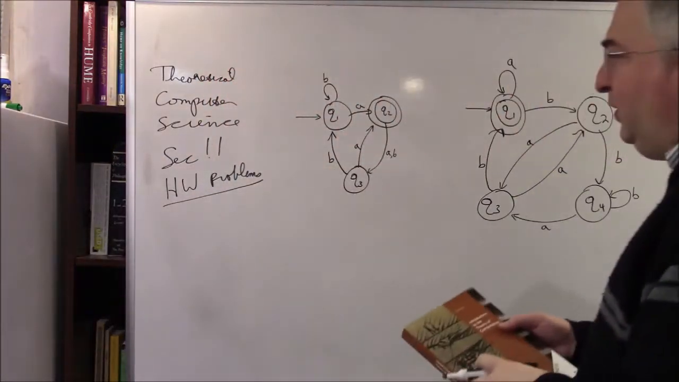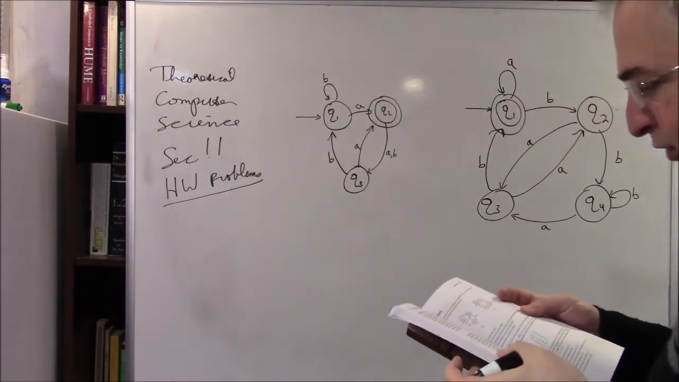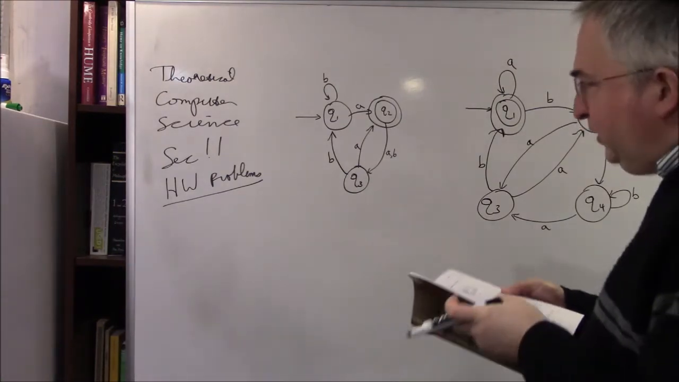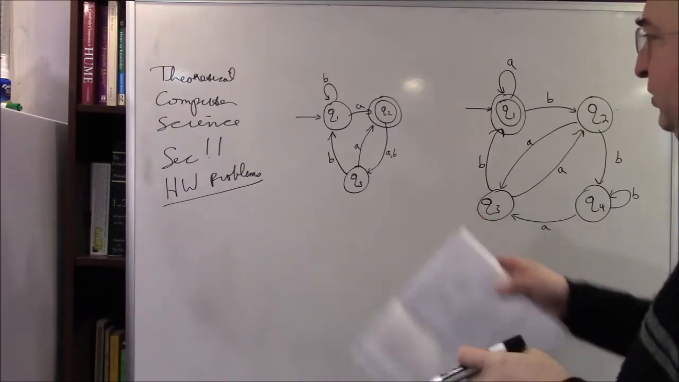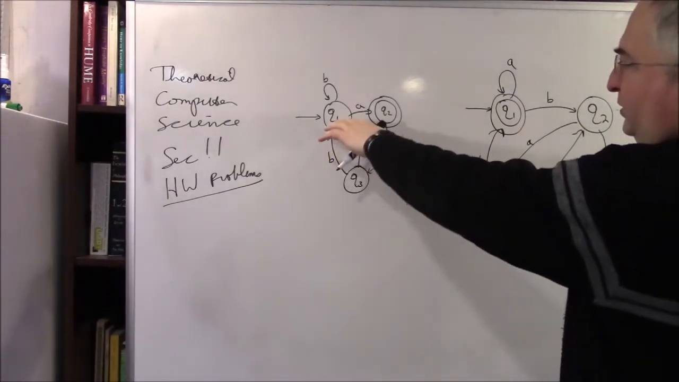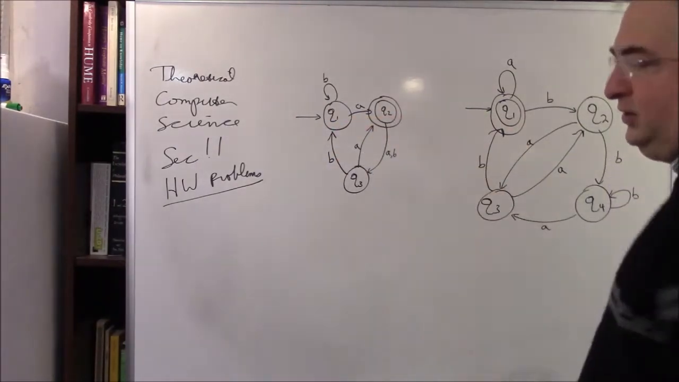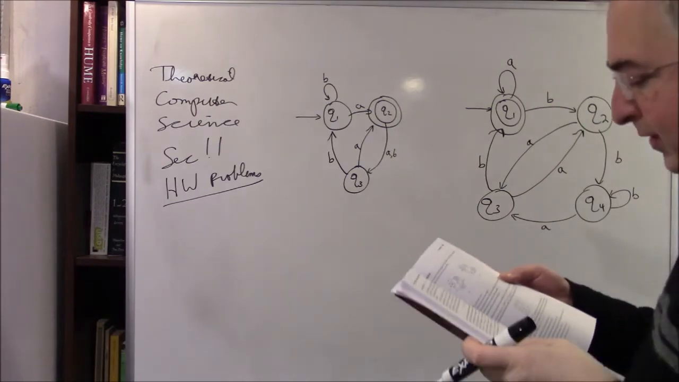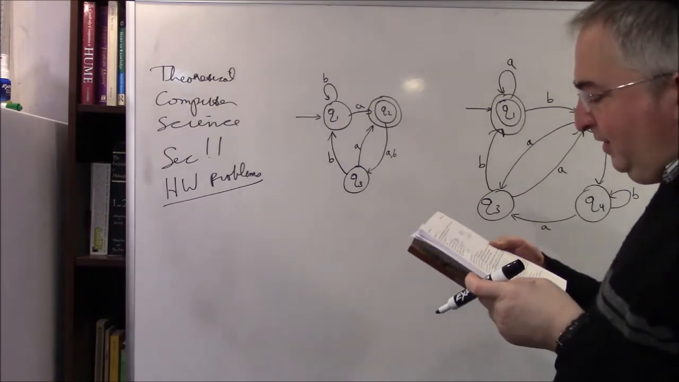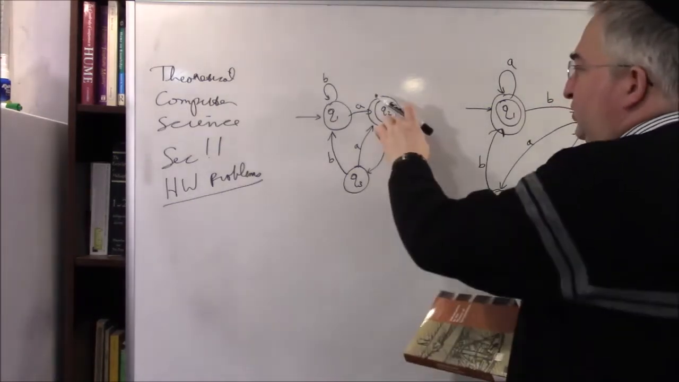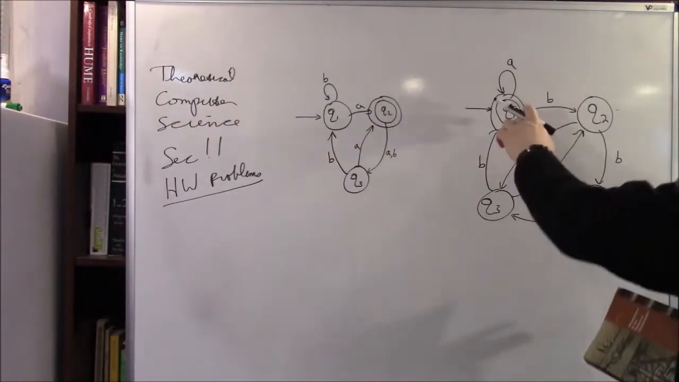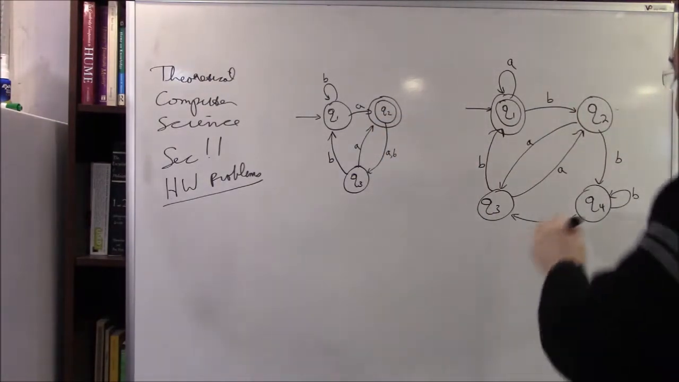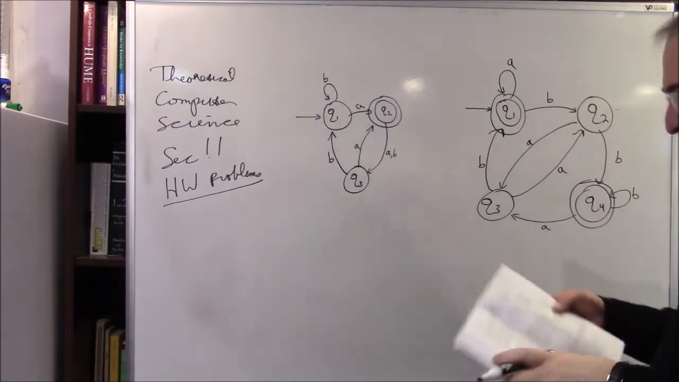Okay, so here's section 1.1. First question: what is the start state? So I'm just copying exactly from the book. The start state is where the little arrow points. Okay, so both of them are Q1. Okay, what is the set of accepting states? Here Q2 is an accepting state. And here Q1 is an accepting state, and Q4 is an accepting state.